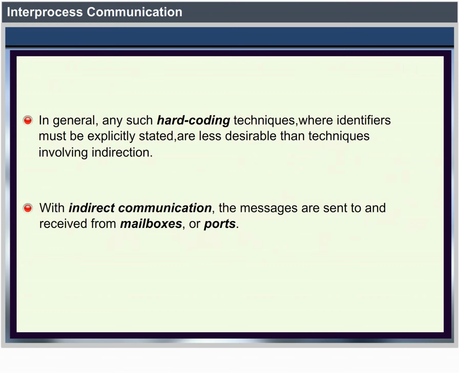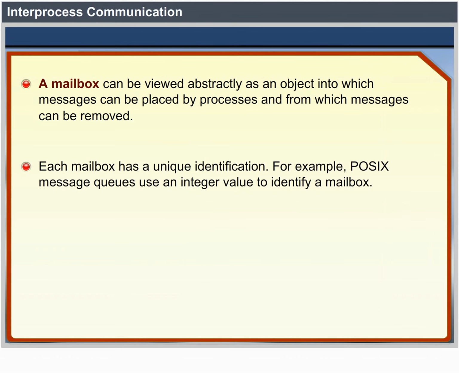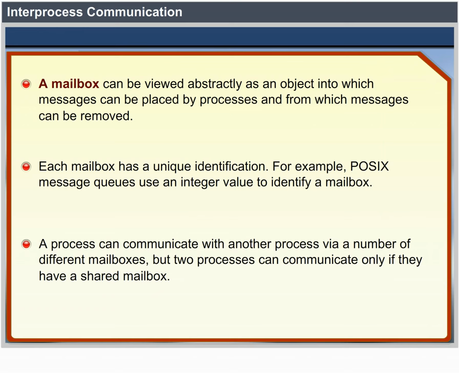A mailbox can be viewed abstractly as an object into which messages can be placed by processes and from which messages can be removed. Each mailbox has a unique identification. For example, POSIX message queues use an integer value to identify a mailbox. A process can communicate with another process via a number of different mailboxes, but two processes can communicate only if they have a shared mailbox.